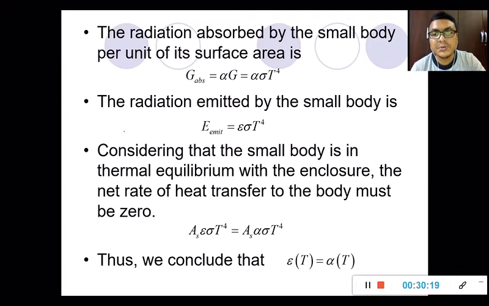Radiation emitted by the small body is E emitted, equal to epsilon sigma T to the power of 4. Considering the small body is in thermal equilibrium with the enclosure, the net rate of heat transfer to the body must be 0. So we can conclude that absorptivity and emissivity are equal.